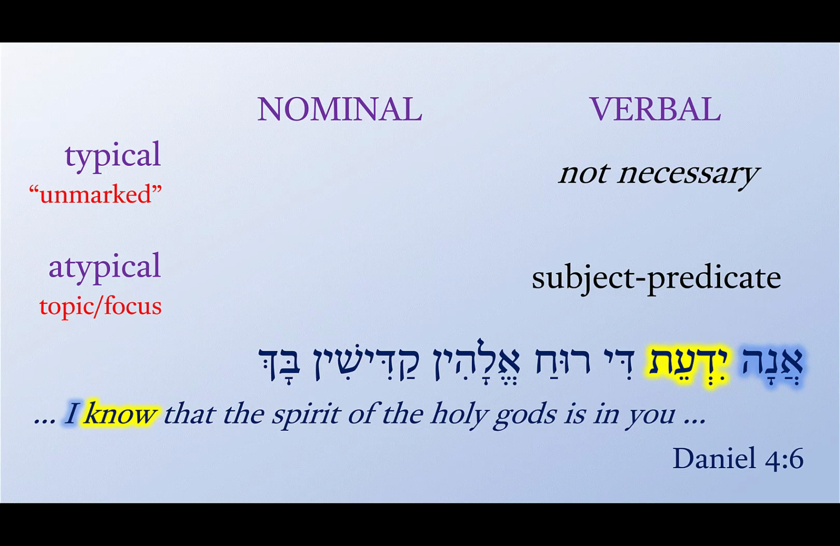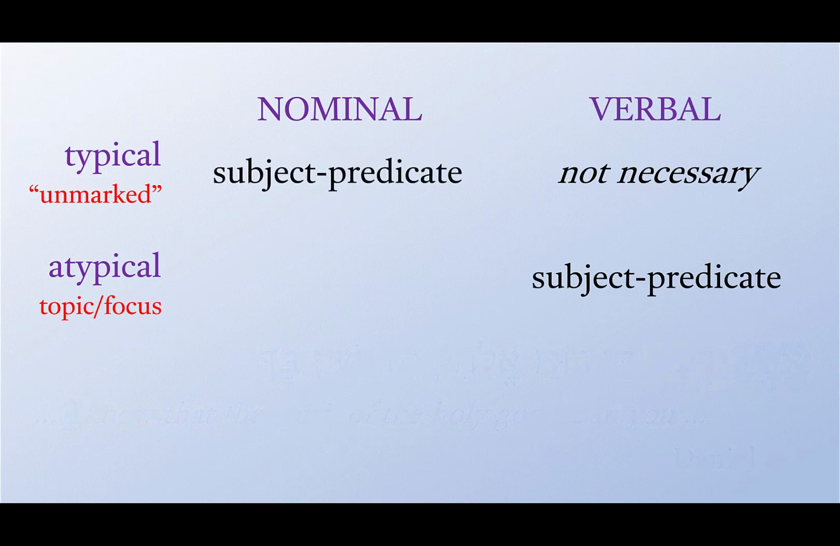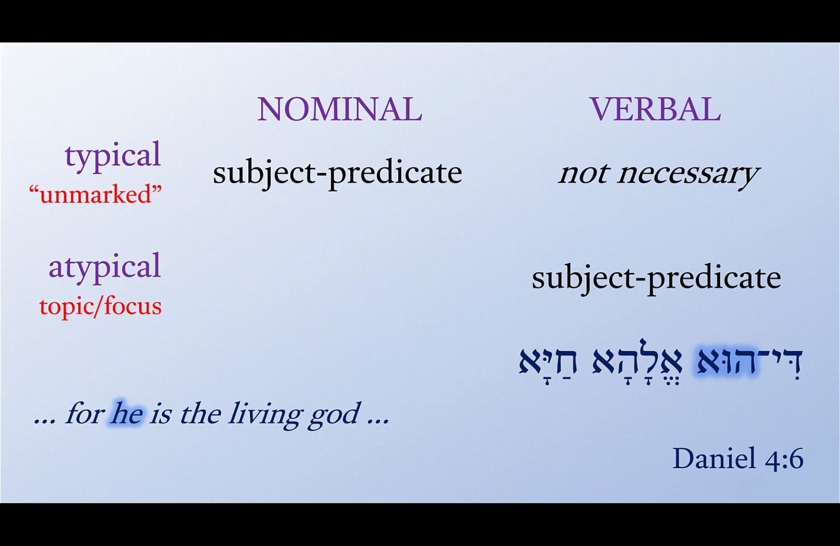And we've been talking about verbal clauses so far. What about verbless clauses? What about situations where there's no verb, in nominal clauses? Well, in this case, interestingly, subject predicate is the typical or unmarked word order for nominal clauses as regards independent pronouns. And this is what I mean. For he is the living God. So the he being placed in the second position here after the D. So he, God, living, or the living. So he, the God, the living.